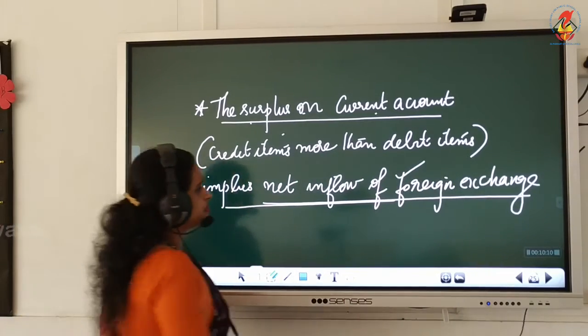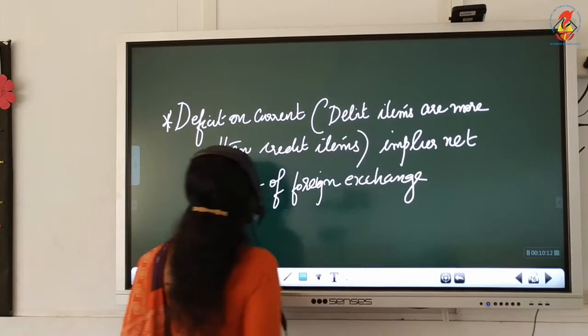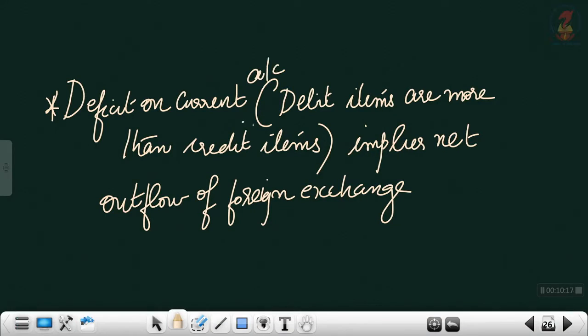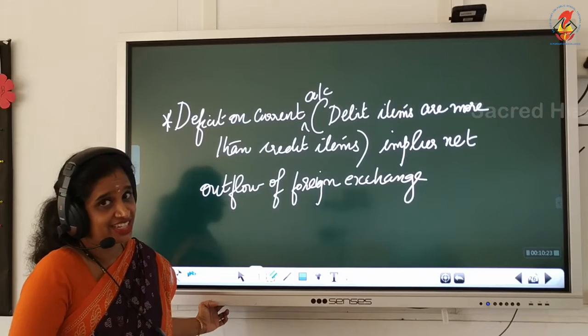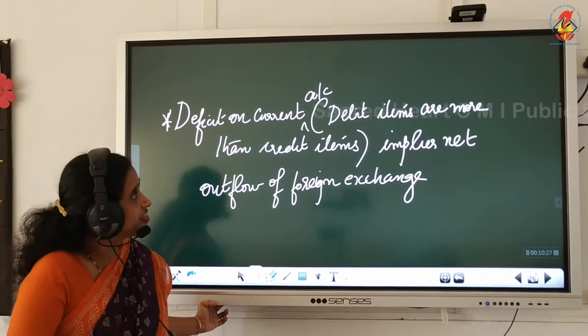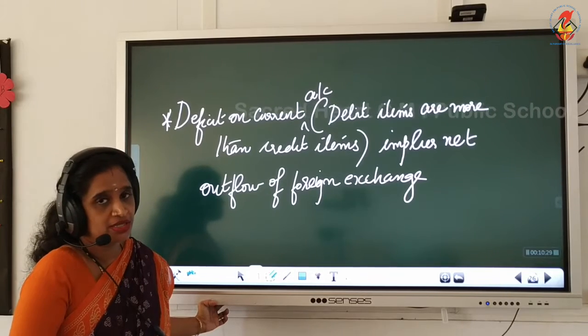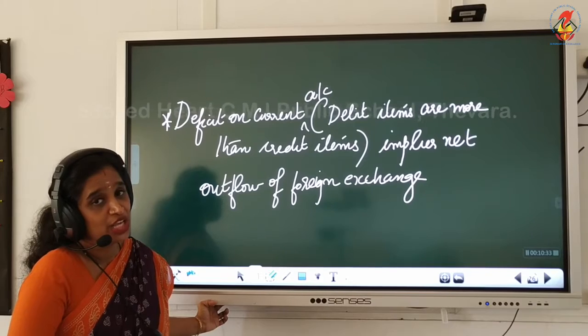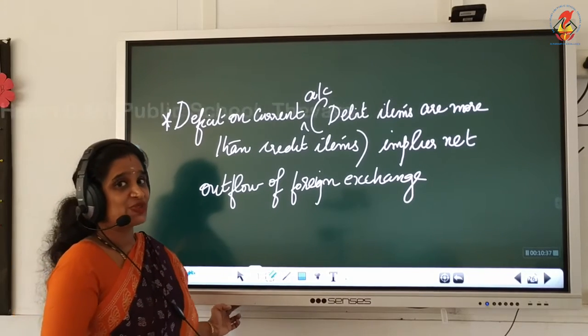The next step is just the opposite of this. What is it? Deficit on the current account. Deficit on the current account means what? Debit items are more than the credit items. When do we face a deficit? If we are losing money. So a deficit in the current account means we are paying money to outside countries. Imports of goods and services will be more. Then payment on unilateral transfers will be more.